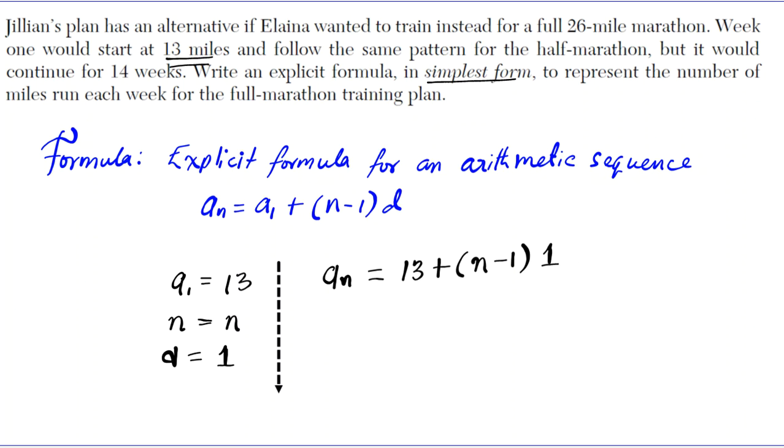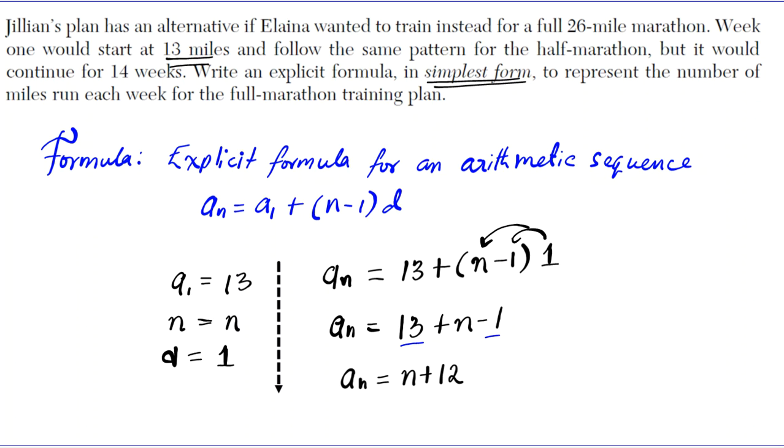Okay, so we're asked to write it in simplest form, so we need to simplify this completely. We have a sub n equals 13 plus, distribute this 1 across, n minus 1. And then we have like terms, 13 and negative 1. So your nth term is going to be n plus 12. Okay, so there goes the explicit formula for the nth term. What this basically shows you is that the explicit formula for the nth term is the same thing as the formula for finding the nth term of an arithmetic sequence.